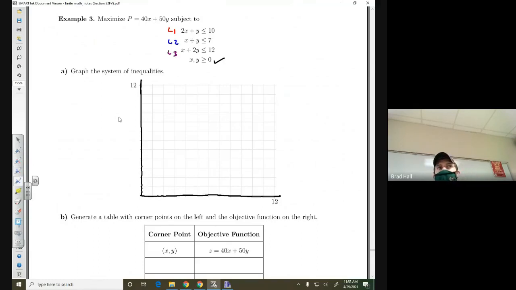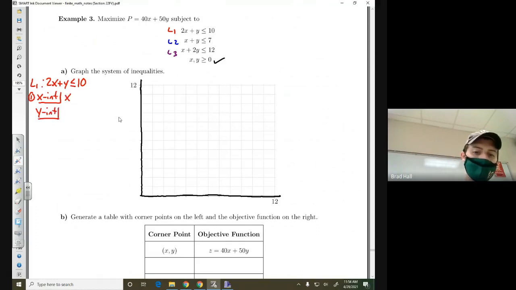So this will start off fairly similar to the problem we did at the end of the previous section. That one had 3 non-trivial inequalities. This one has 3 non-trivial inequalities. So let's start off with the first one. 2x plus y is less than or equal to 10. The x-intercept is 5 and the y-intercept is 10. And these seem to go by increments of 1, so 1, 2, 3, 4, 5. And then 10.